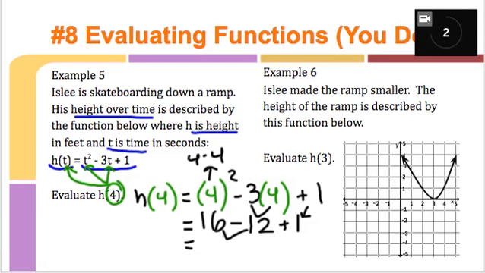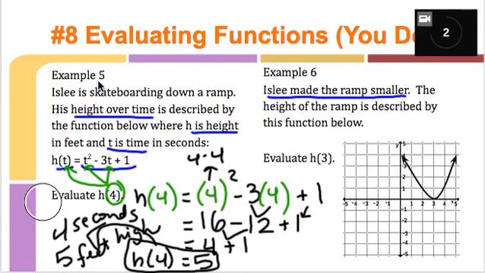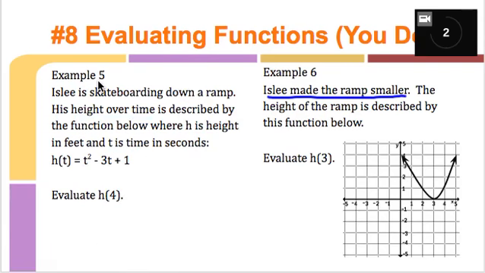I keep going, 16 minus 12 gives me 4, plus 1, which is 5. So h of 4 equals 5. Again, what this means is that after 4 seconds, Isley is 5 feet high. Okay. Now this says Isley made the ramp smaller. This is the next example, so let's go ahead and erase this. This is the graphical representation.